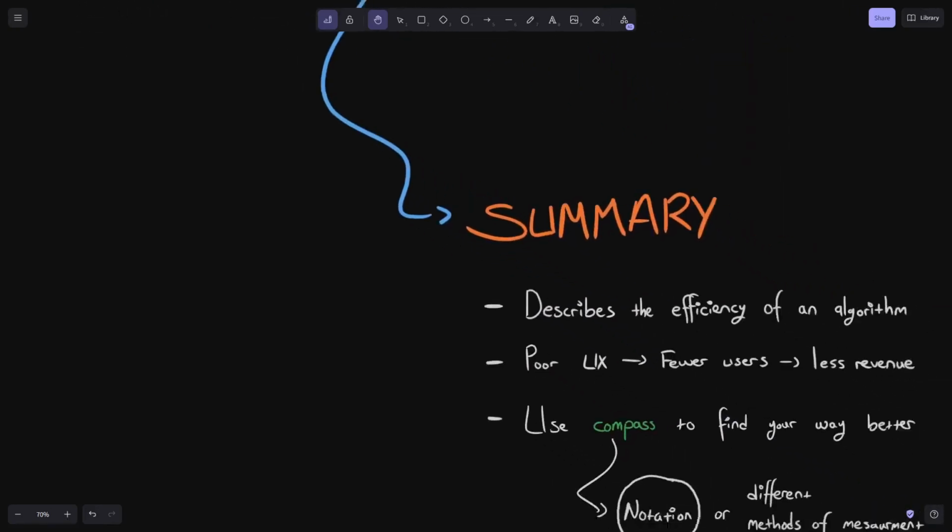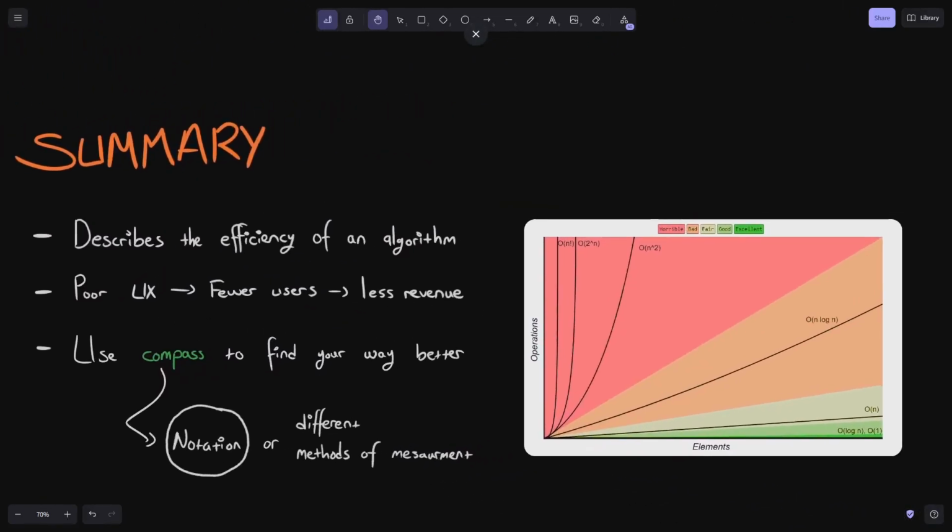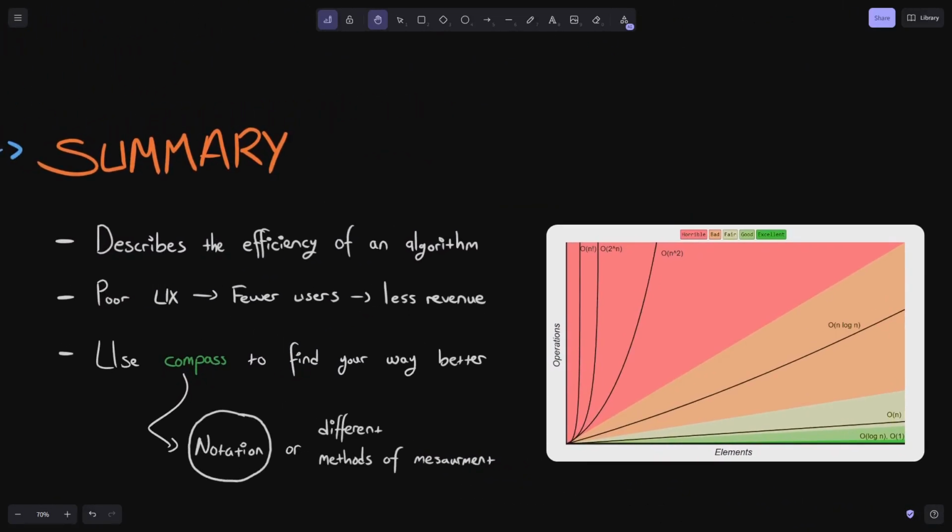So, the summary. So far we've talked about big O notation and some of the situations it represents. We learned that big O is something that describes the efficiency of algorithms. We understood that a poor user experience means fewer users and consequently lower revenue. And most importantly, always use a compass to find your way and reach your destination.